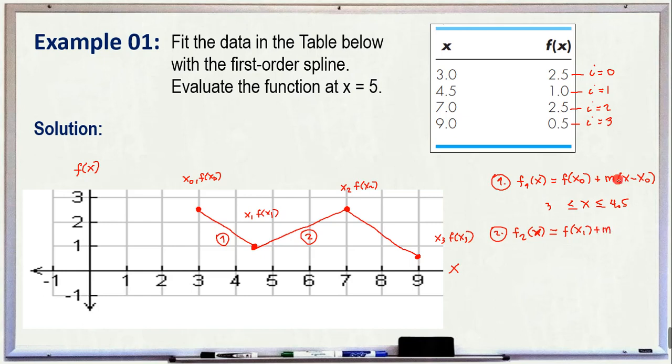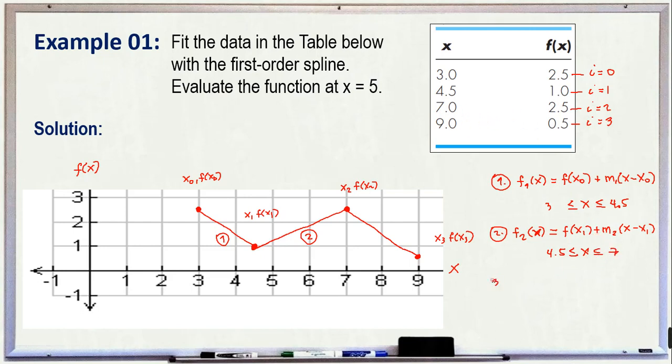Okay? So, again, so you won't make a mistake, this is m1. That means m sub 1 is the slope of the first line. Here, m sub 2 is the slope of the second line, times x minus x sub 1, on the interval 4.5 less than or equal to x less than or equal to 7.